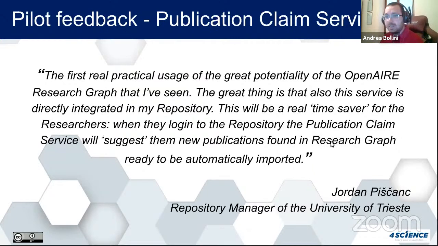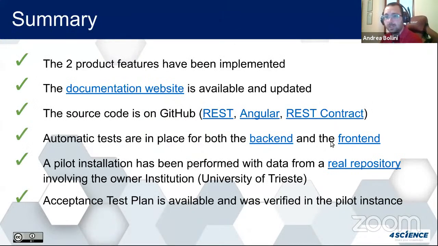To summarize the result of the project, we have successfully implemented both the data products that were planned. A project website is available and fully documented, so you can check all the technical detail and the user experience detail on the project website. The source code is completely free, open source, and available on GitHub, both for the REST API and the Angular user interface, and the documentation of the REST API. All the aspects are automatically tested. So we have automatic testing in place for the backend and the frontend according to the community policies.